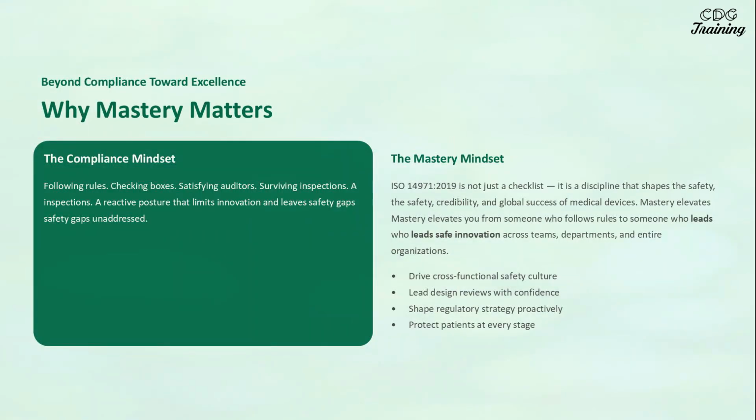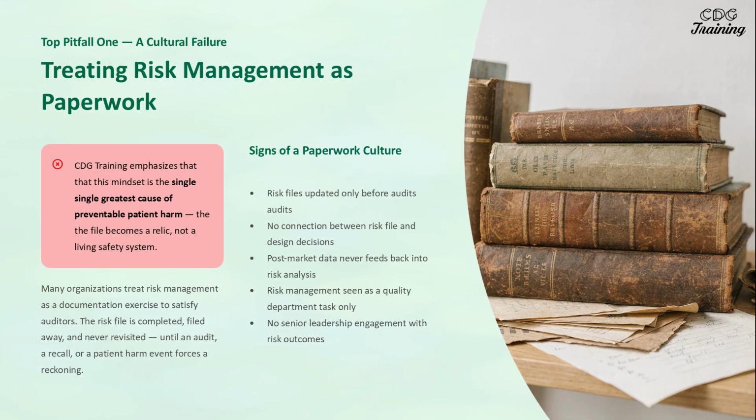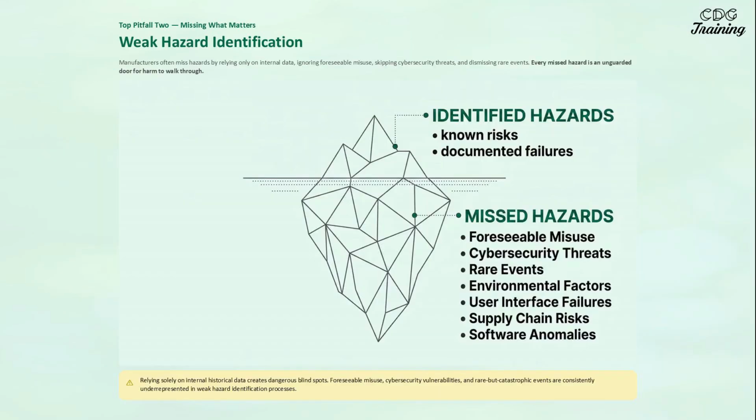Mastery in ISO 14971-2019 goes beyond checklists. It's about leading safety innovation and creating a proactive safety culture that protects patients at every stage. Treating risk management as mere paperwork is a cultural failure. It's crucial to move beyond documentation to prevent patient harm effectively. Identifying hazards is more than listing known risks. It involves foreseeing potential threats and addressing them before they become issues.